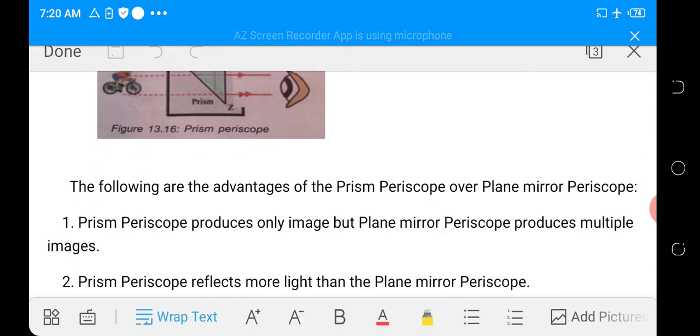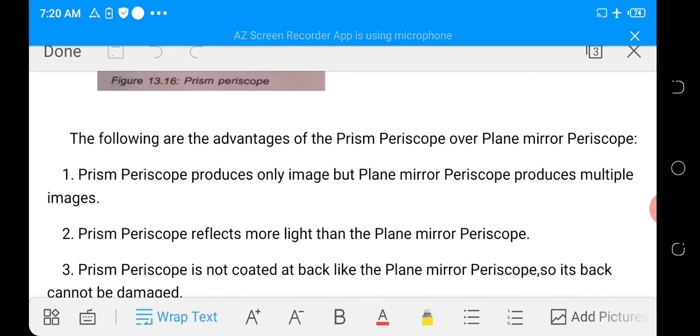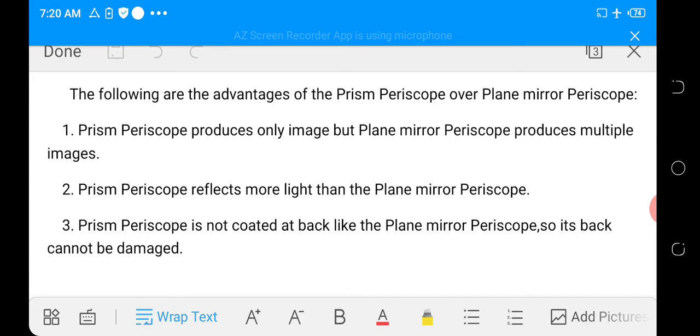1. Prism periscope produces only one image, but plain mirror periscope produces multiple images due to multiple reflections. 2. Prism periscope reflects more light than the plain mirror periscope. Therefore, the image appears brighter than the one produced by the plain mirror periscope. 3. Prism periscope is not coated at the back like the plain mirror periscope, so its back cannot be damaged.